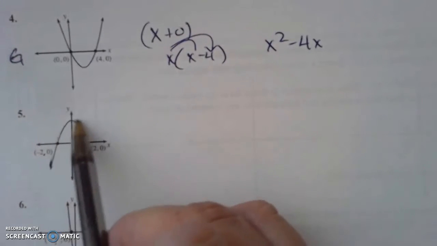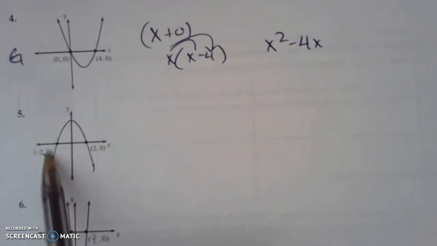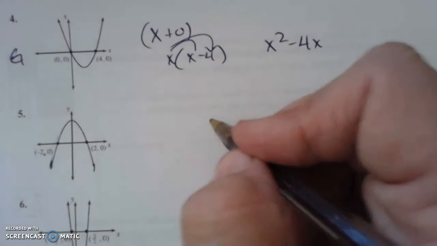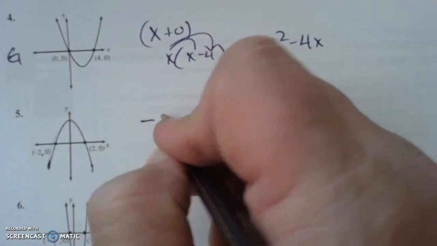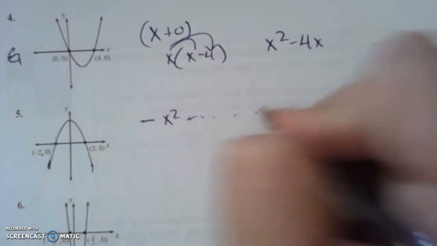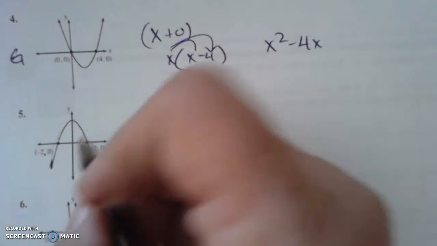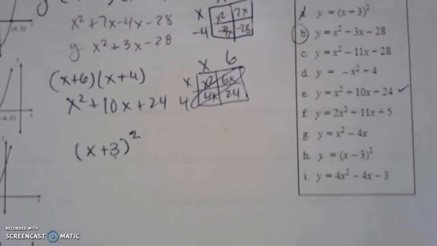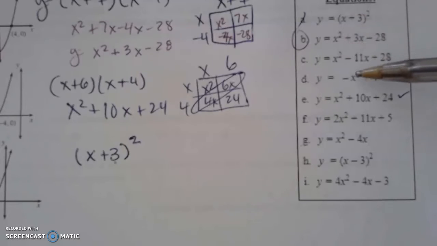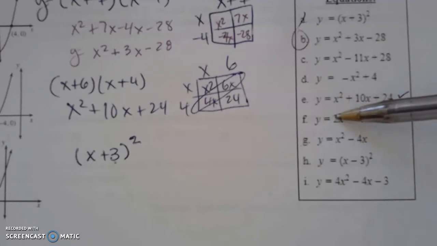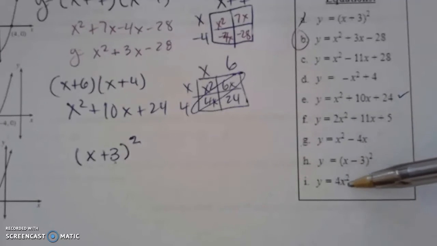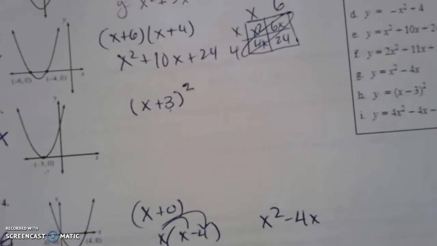Wait, you know what? This one opens down. What does that tell you when an equation opens down? That means that it's always going to be a negative. It's going to have a negative x squared plus whatever it's going to look like. Because this first term, see our equations over here? This one's going to open up. Oh, this one opens down because there's a negative. This one's positive, it opens up, it's positive, it opens up, and so on. The only one that opens down is D, so I don't really have to do any work for that.